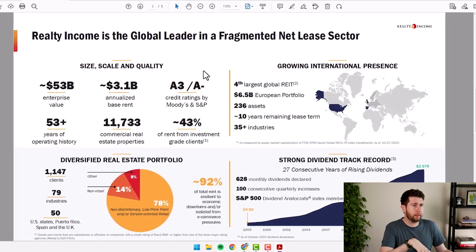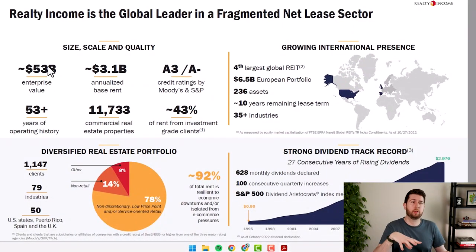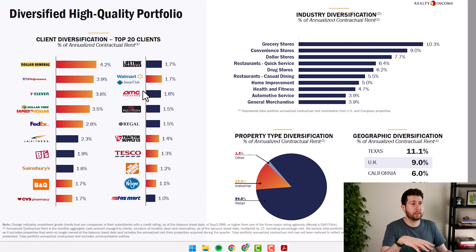If we dig a bit into the presentation, we see we are talking about a $53 billion company. It's one of the biggest REITs out there, and it owns more than 11,000 commercial properties across three different countries: United States, UK, and Spain. The vast majority anyway is in the United States, and this is the list of their clients. We are talking about investment grade clients, companies like Dollar General, Walgreens, 7-Eleven, FedEx, Walmart. I mean, we are talking about this kind of company.